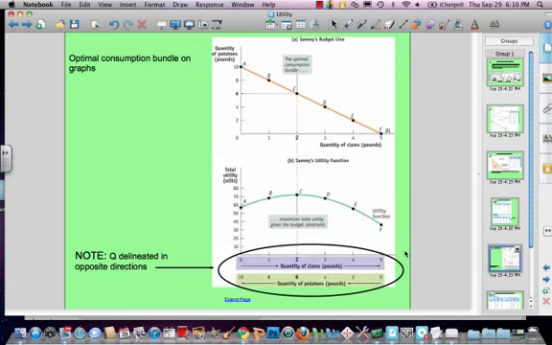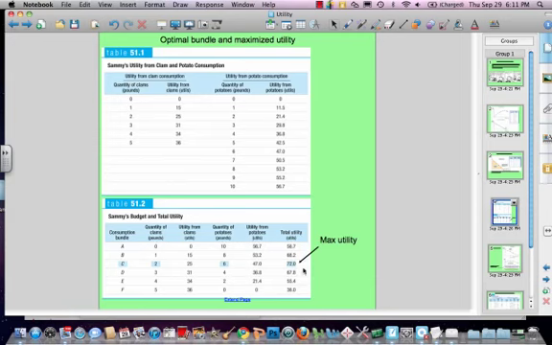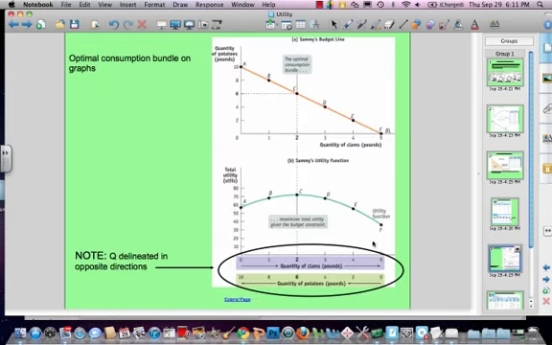Let's look at the same thing put onto graphs. Optimal consumption bundles. Here we have Sammy's budget line, similar to two slides ago. Here we have Sammy's utility function, so the total utility derived from this, put onto a graph. And that shows us that he actually has maximized his utility at point C: 2 pounds of clams, 6 pounds of potatoes.